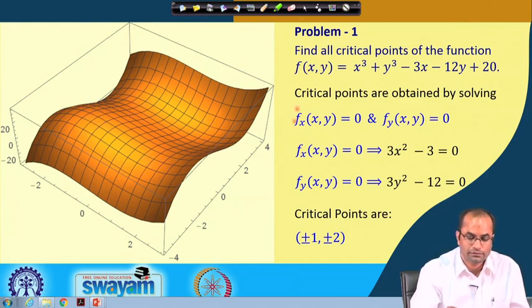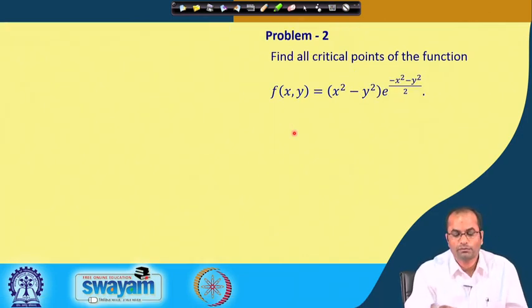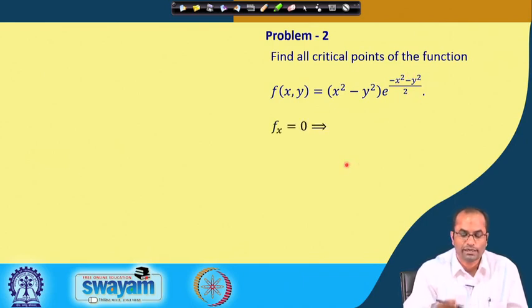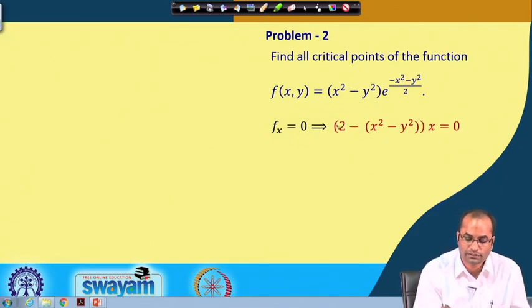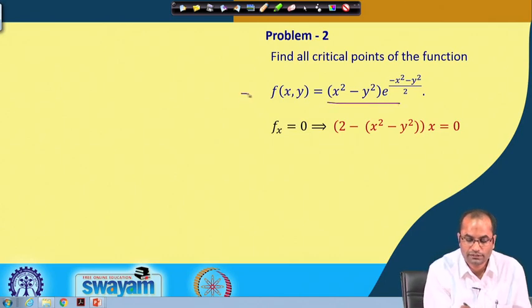So, now moving to the next problem, here again we will find all the critical points of this function f(x, y) = (x² − y²) exp(−(x² + y²)/2). So, again proceeding with f_x equal to 0. So, we will get what is f_x in this case. So, we are differentiating this.